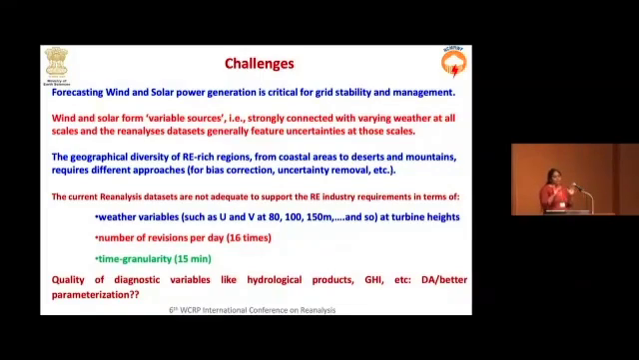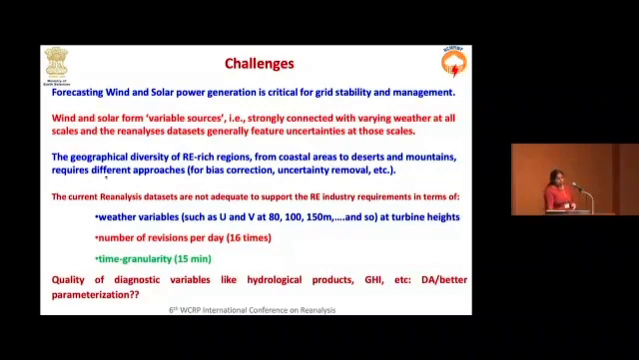Whatever they are forecasting, this much power from this particular wind energy company, we are transferring to the grid. So that is very important. So the accurate forecast of wind and solar irradiance is very much important. And as we discussed, wind and solar form variable resources strongly connected with varying weather at all scales, and the reanalysis data sets generally feature uncertainties at those scales. So we have to see whether it is high resolution reanalysis, or data assimilation, or parameterization or explicit treatment. These are some of the challenges.